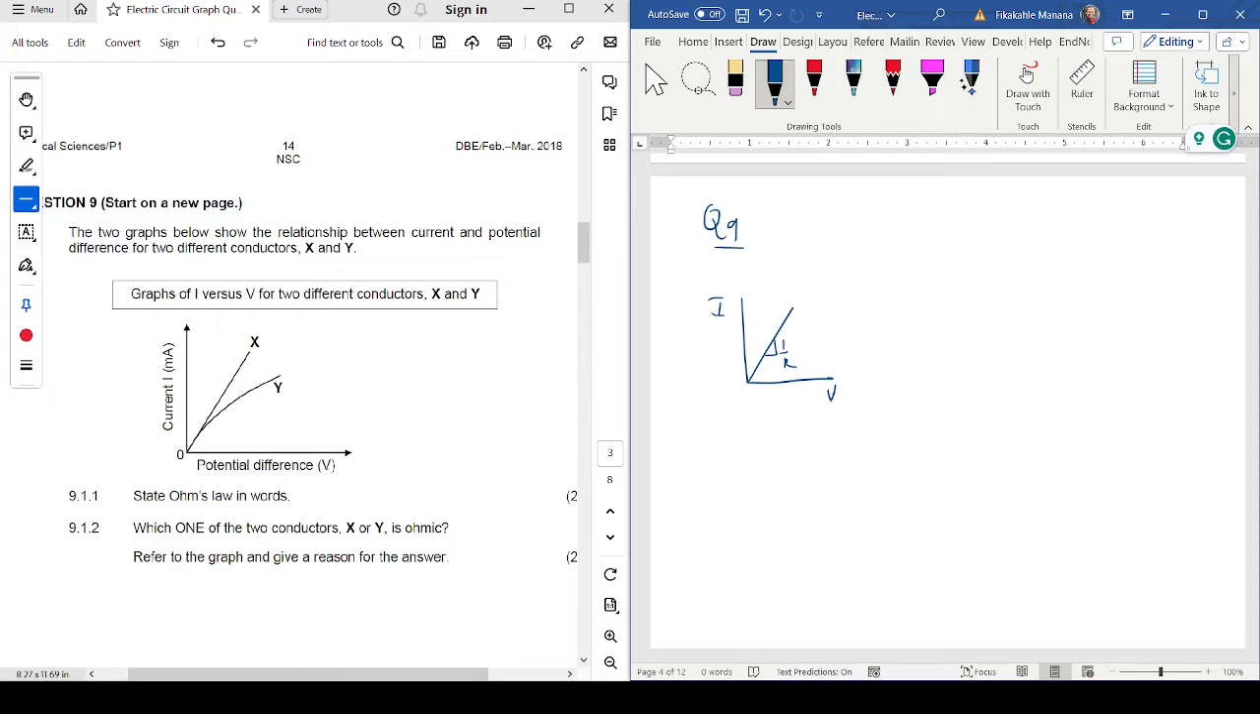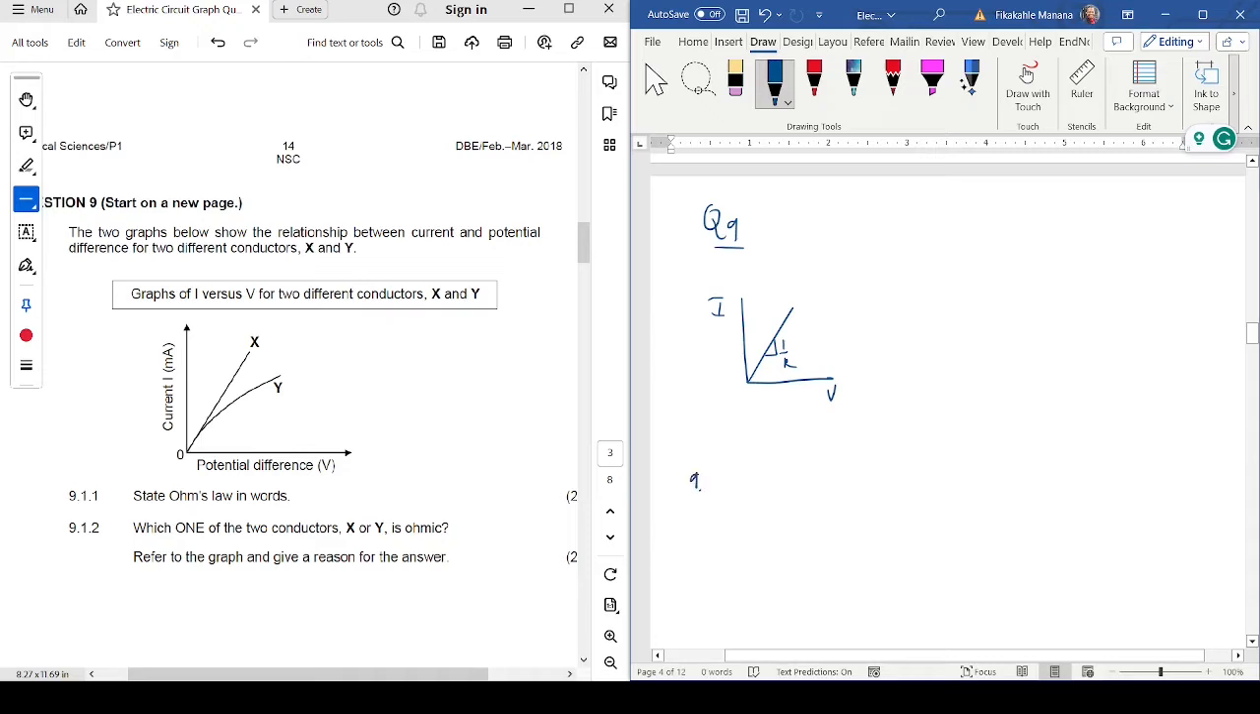Now it says for 9.1.1, state Ohm's law in words. We have already covered that, but just in case you have forgotten, basically it says the potential difference across the conductor is directly proportional to the current in the conductor at constant temperature. So constant temperature is quite important.